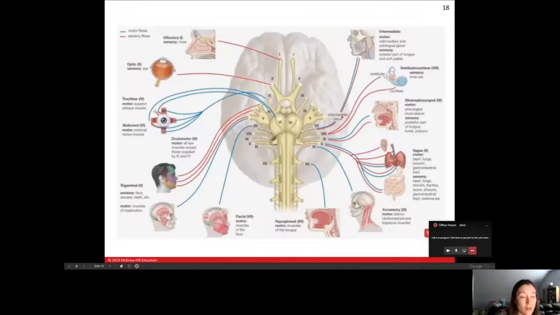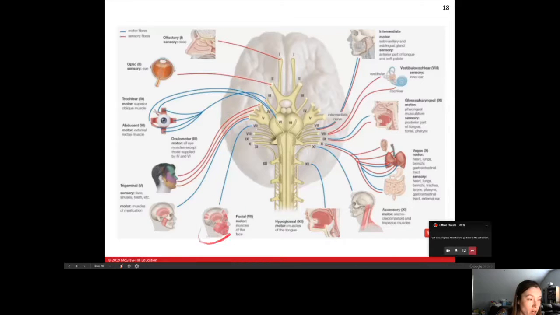I really like this one. I know it's a little bit blurry, but it kind of goes through, it shows where they come from. Any of them that have these red fibers, that's going to say they're sensory. And if it's only red, they're only sensory. If it's red and blue, it means it's mixed. So it's going to be motor and sensory. And if they're only blue, that means it's just motor.